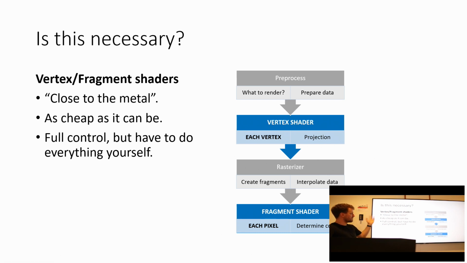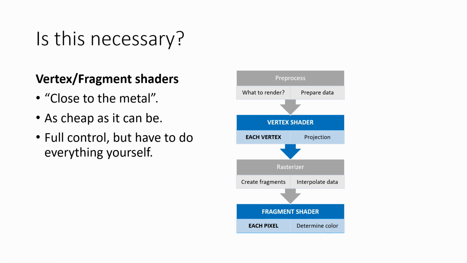This is the vert frag shaders. That's a common approach. It's very direct. You're writing code that will compile to something that runs very fast on a GPU. That allows you to optimize it, to do it as cheap as you can, as fast as you can, and you have full control, but you have to do everything yourself. And these can get quite sizable once you get into more complex effects.